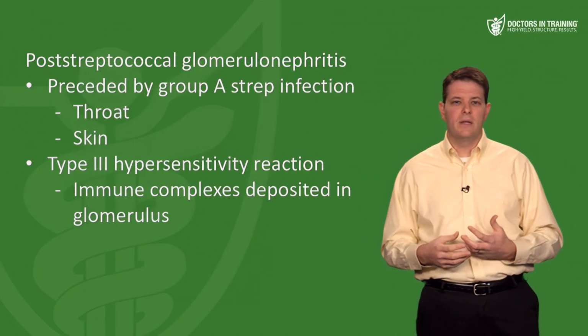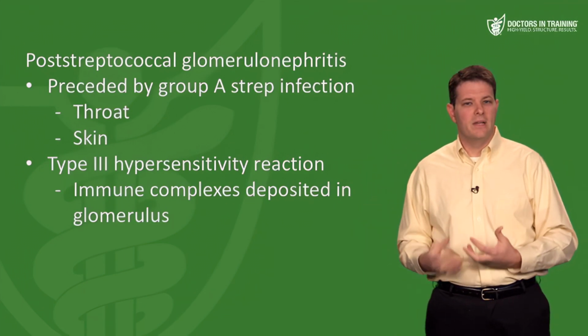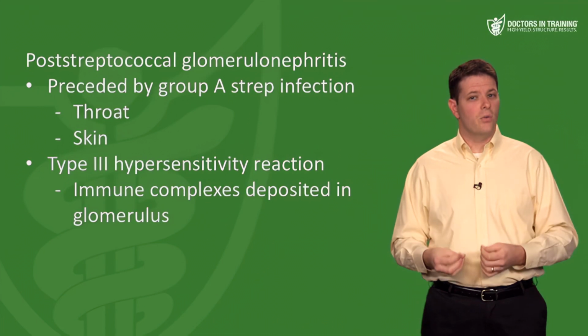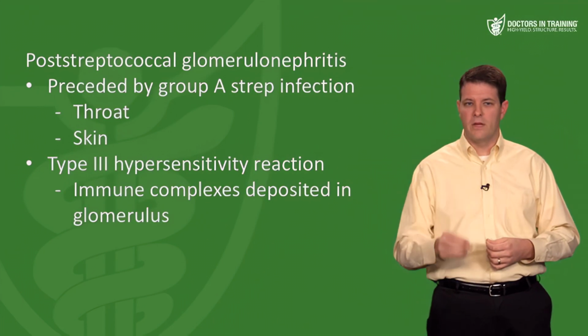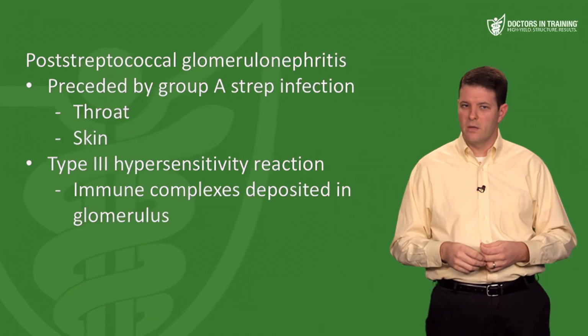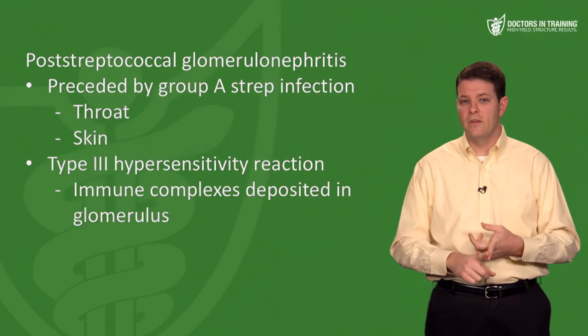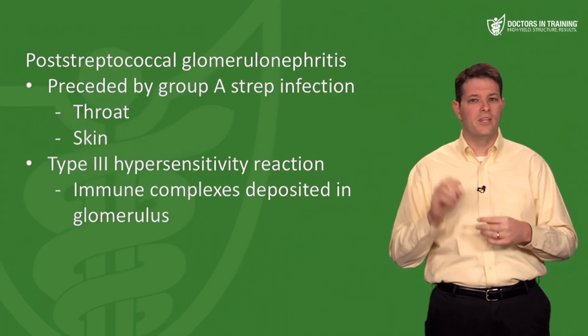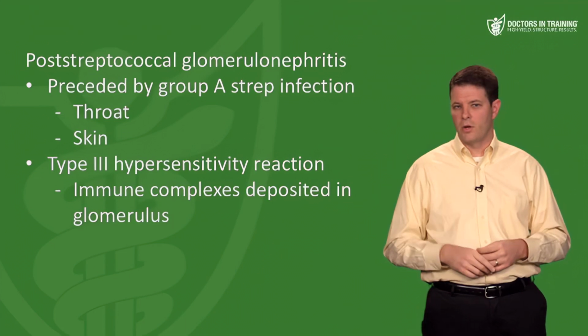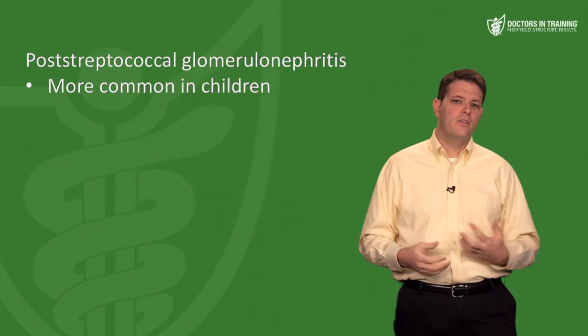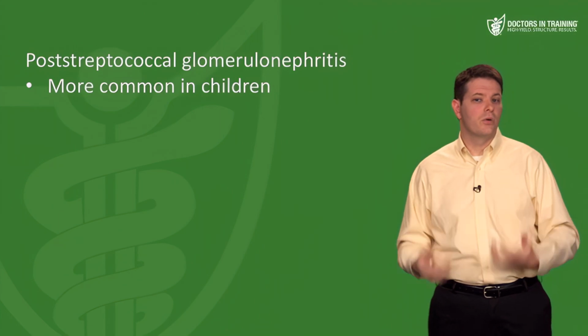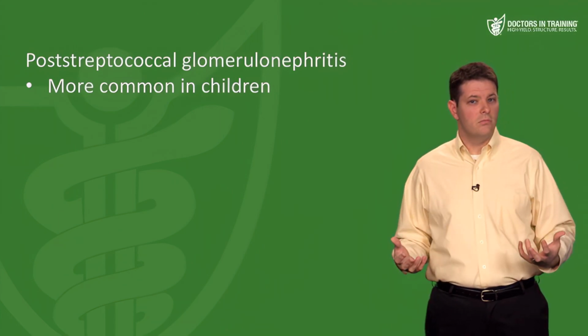But it's worth mentioning that because this is an immune complex mediated disease, treating strep throat with antibiotics does not prevent post-strep glomerulonephritis. Antibiotics do prevent acute rheumatic fever and they prevent rheumatic heart disease, but they do not prevent post-strep glomerulonephritis. Now, post-strep glomerulonephritis is more common in children. So think about it. Who gets strep throat most commonly?